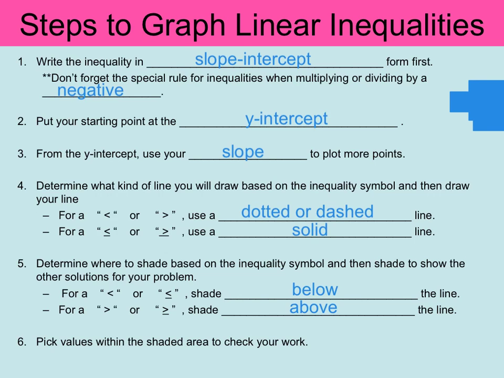Last thing is, wherever you shade, just like with a plain number line, you can always pick something you shaded and check it. Here you can pick an ordered pair where you shaded, plug it in for x and y, and then make sure it makes a true statement with your original inequality. We're going to take a look at how these work, but it's really just slope-intercept form again, adding some dotted or dashed lines and some shading.